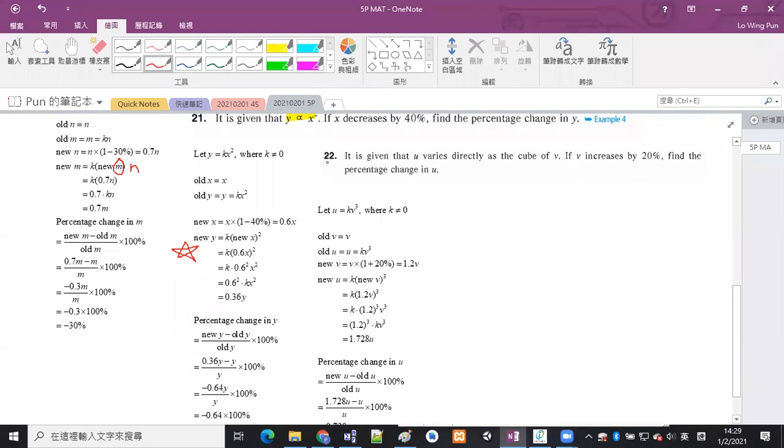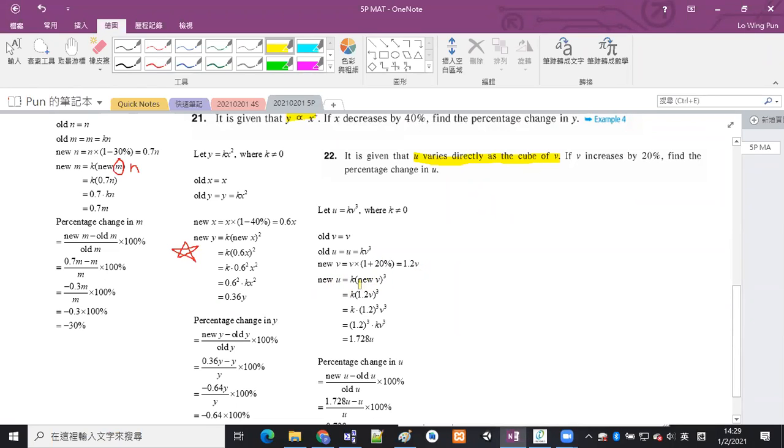22. It is given that u varies directly as the cube of v. So we will let u be k times v cubed, because it varies directly as the cube of v. Careful here. If v increases by 20%, find the percentage change in u. So the old v is v, old u is u, but u is equal to kv cubed. And then new v is equal to v times 1 plus 20%, because it increases by 20%. It should be 1.2v here.